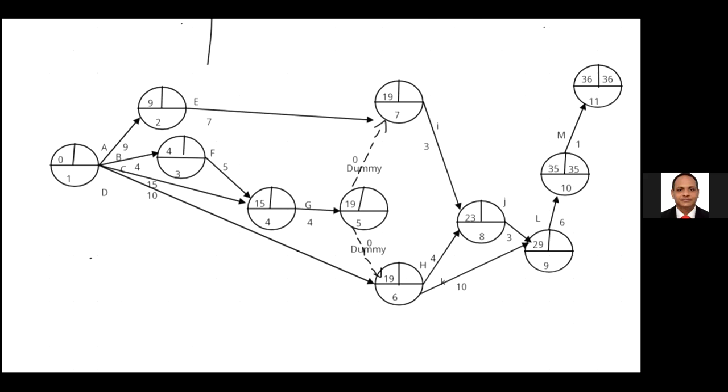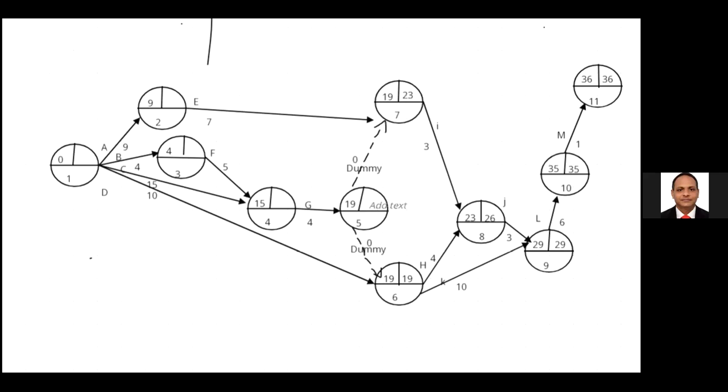35 minus 6, 29. 29 minus 3 is 26. 26 minus 3 is 23 for the 7th event. But for the 6th event, 26 minus 4, 22. 29 minus 10, 19 is the least value. 19 minus 0 for the 5th event, 19. 23 minus 0 is 23. The least value is for the 5th event, 19.